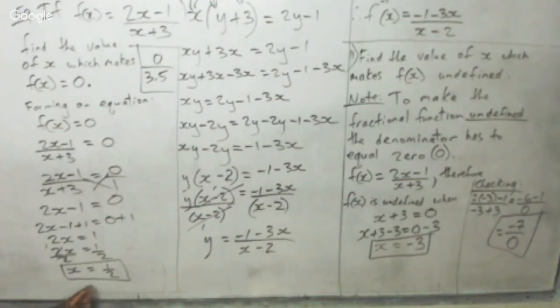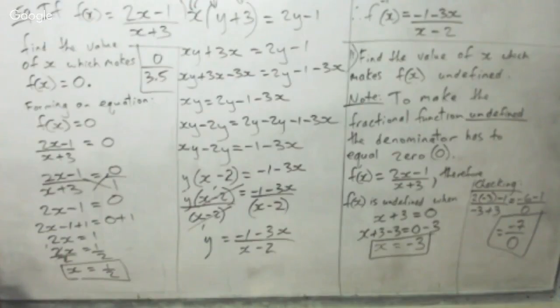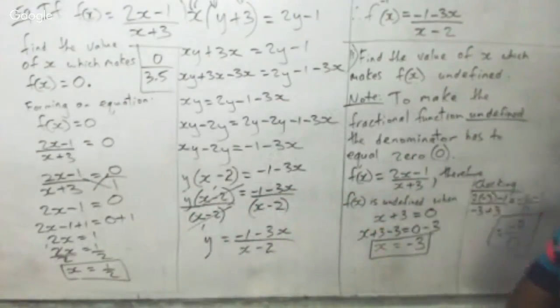So this value of x, if you put it in the function, you will end up with f of x equals 0. You don't realize that? Who is not seeing it? Right. So, who's ready to do one?